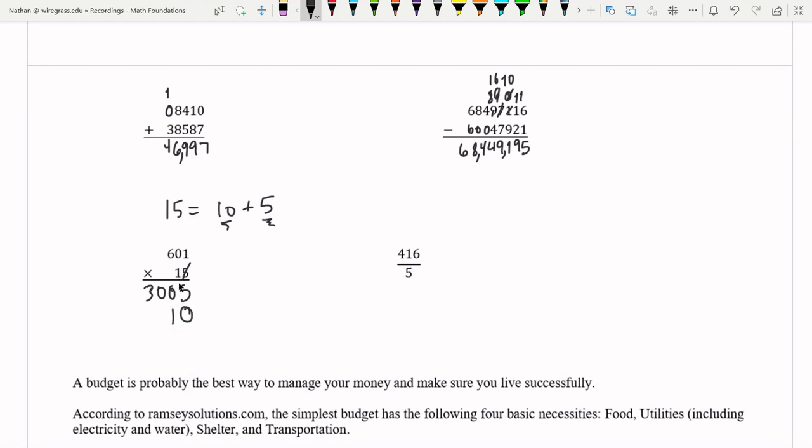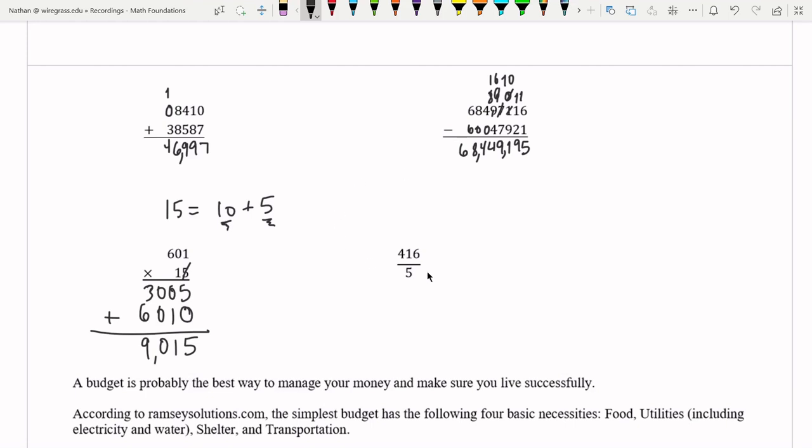1 times 1 is 1, 1 times 0 is 0, 1 times 6 is 6. And here we're going to add going down. Once you finish that process, you're going to add going down. 5 plus 0 is 5, 0 and 1 is 1, 0 and 0, 6 and 3 is 9. So we get 9,015 when we do this operation.